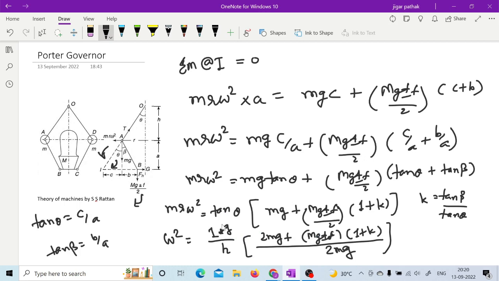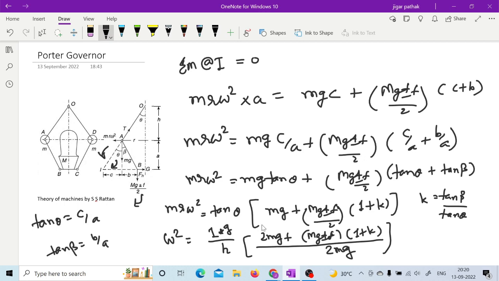So here again this omega square is equal to g by h is somewhat similar to what we have seen in Watt governor. So omega square is equal to g by h can again be replaced with N square is equal to 895 by h, right? And you can take different cases, right? You can assume that k is equal to 1, it means tan beta is equal to tan theta.